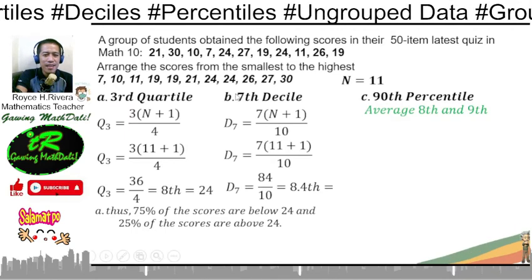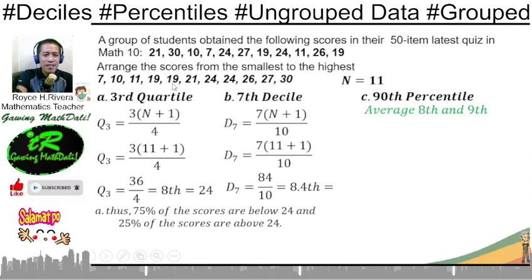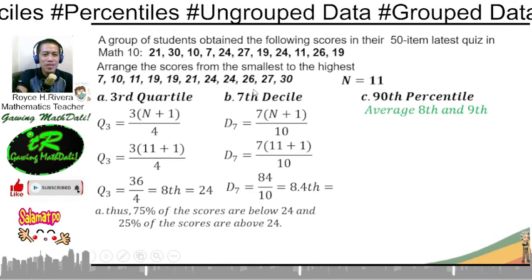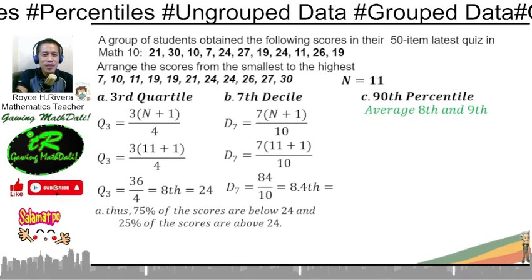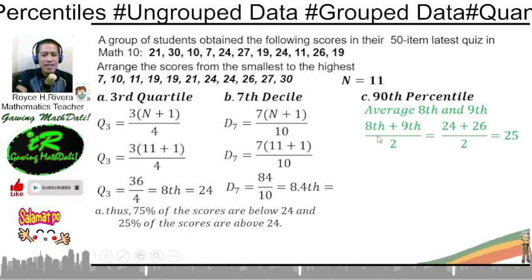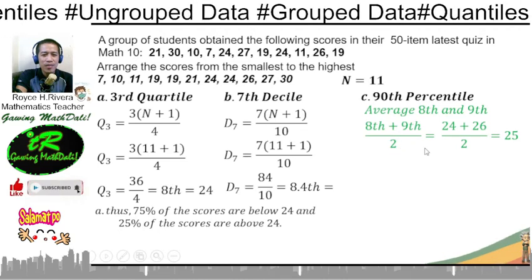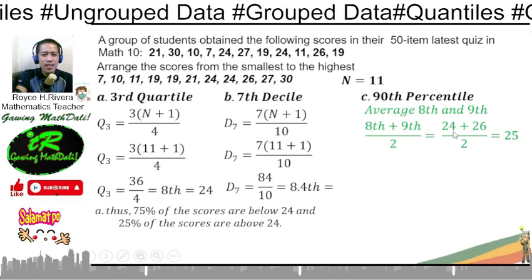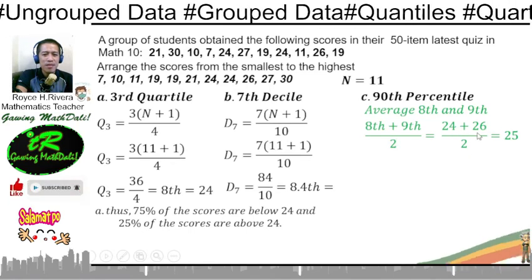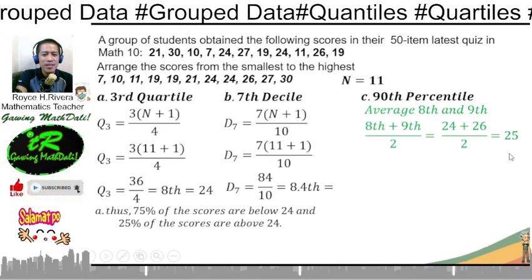From the given data set, the 8th data is 24 and the 9th data is 26. Kunin na natin ang kanilang average. 8th data plus 9th data all over 2 is equal to 24 plus 26 all over 2. 24 plus 26 is 50 over 2 is equal to 25.